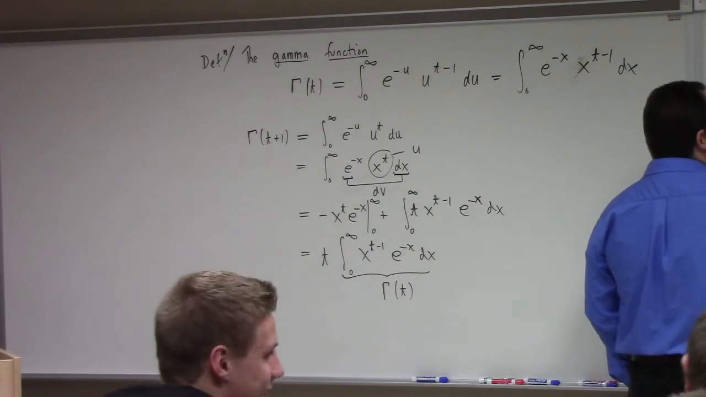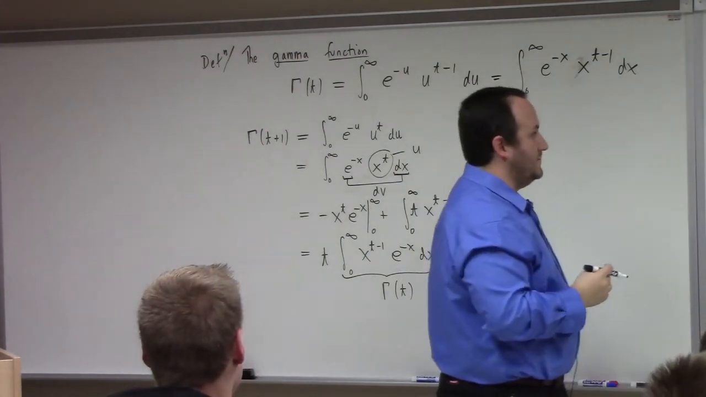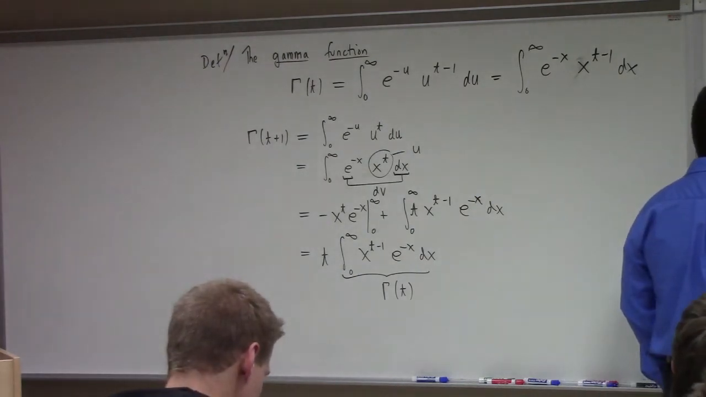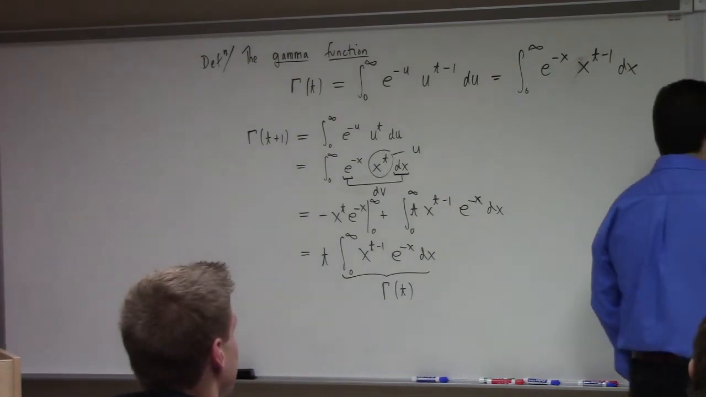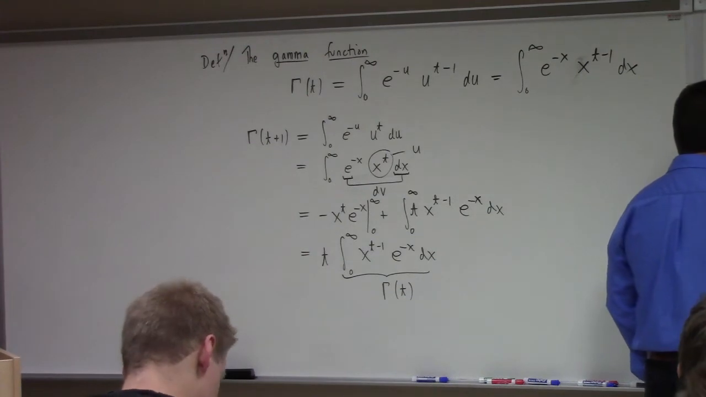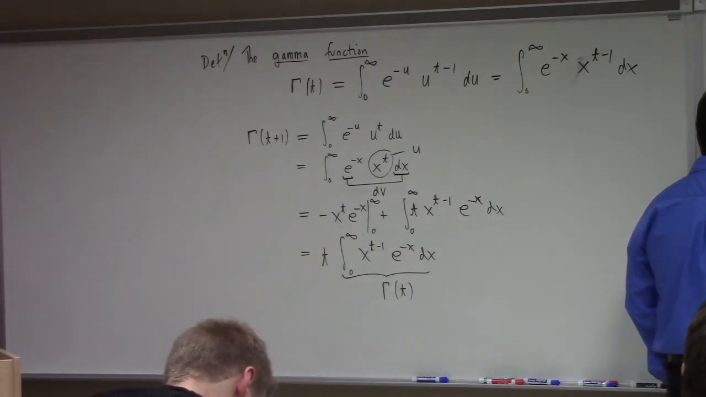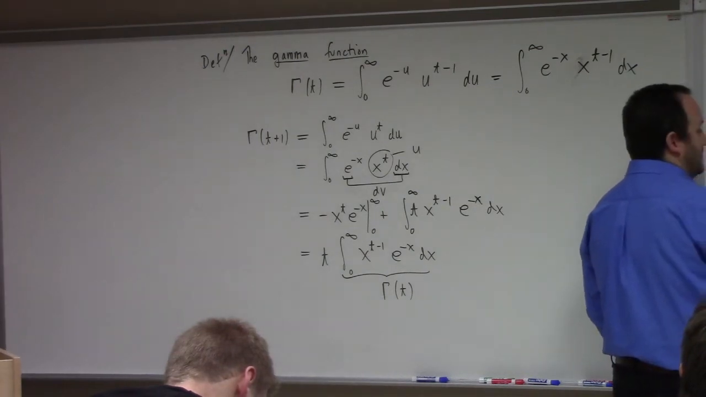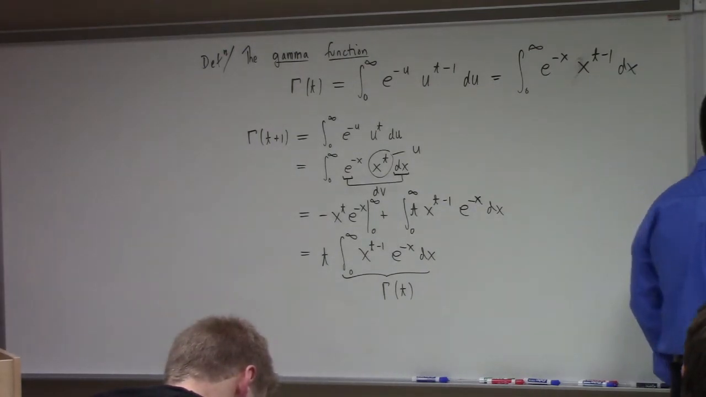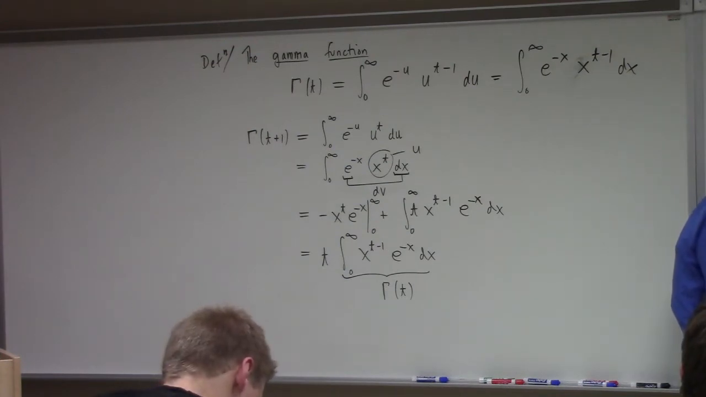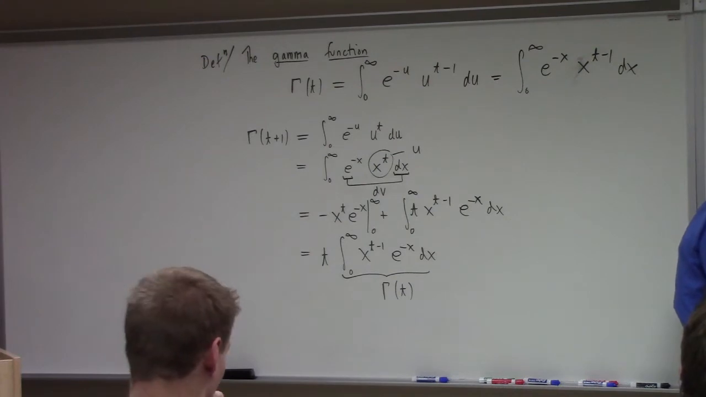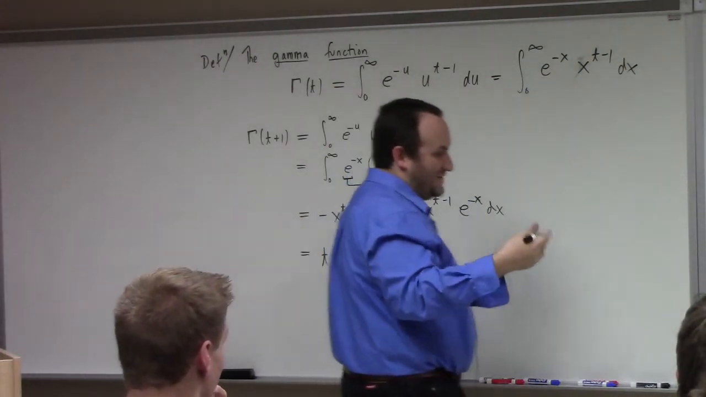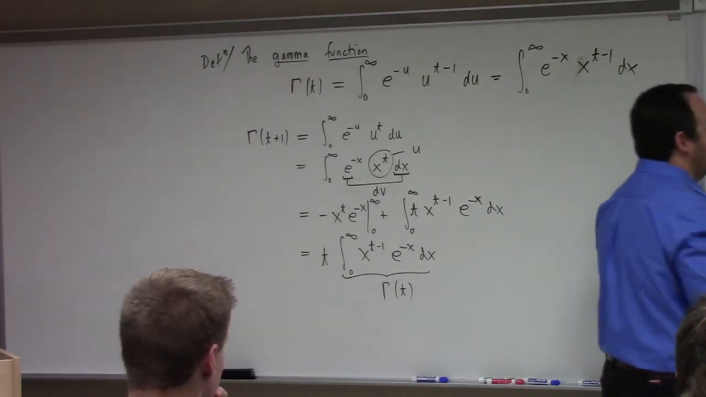What's gamma of 2? Right, gamma of 2 is gamma of 1 plus 1, which is 1 times gamma of 1, which is also equal to 1, right? What's gamma of 3? Gamma of 2 plus 1, that's 2 times gamma of 2, which is 2. Sorry, I can't read what's right in front of my face.